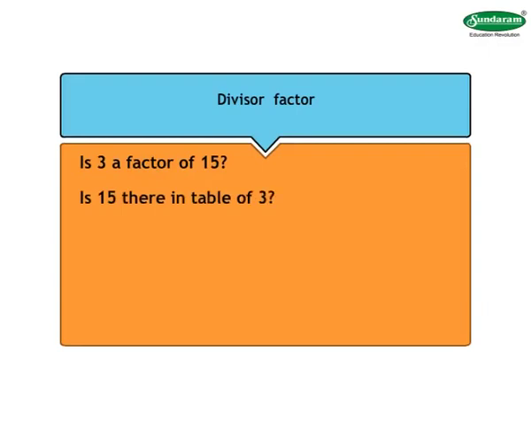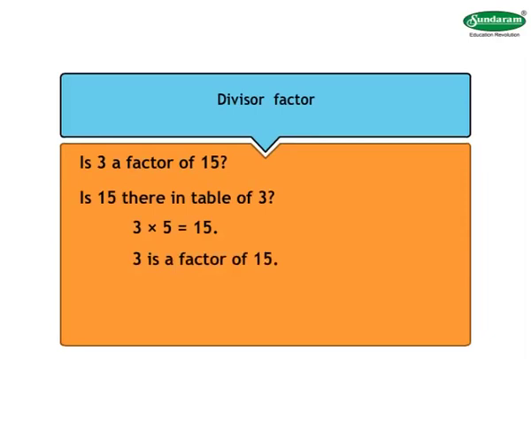The most important concept of divisors, that is factors, has to be learnt now. Now let me explain the term factor. Let us take an example. If 3 is a factor of 15, how do you find that out? Remember, to find the factor, you have to know your tables thoroughly. Is 15 there in table of 3? Now, 3 into 5 is equal to 15. Hence, 3 is a factor of 15.